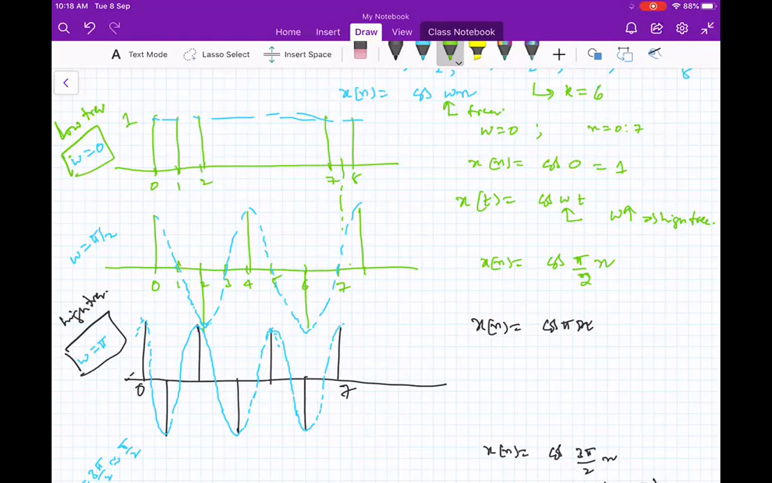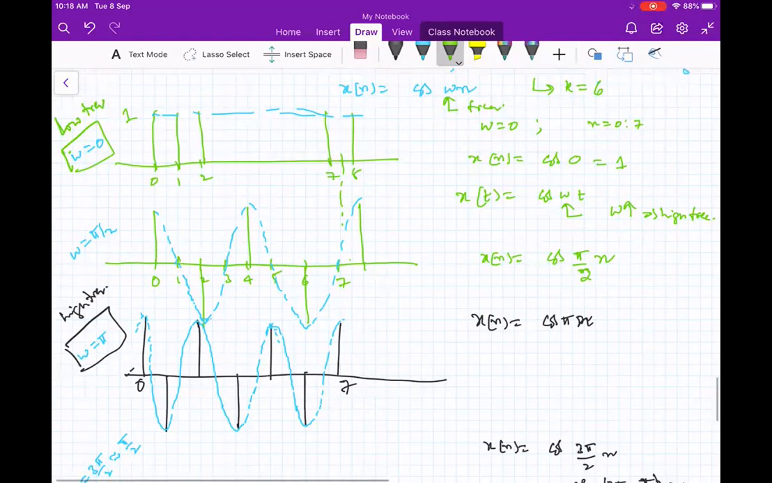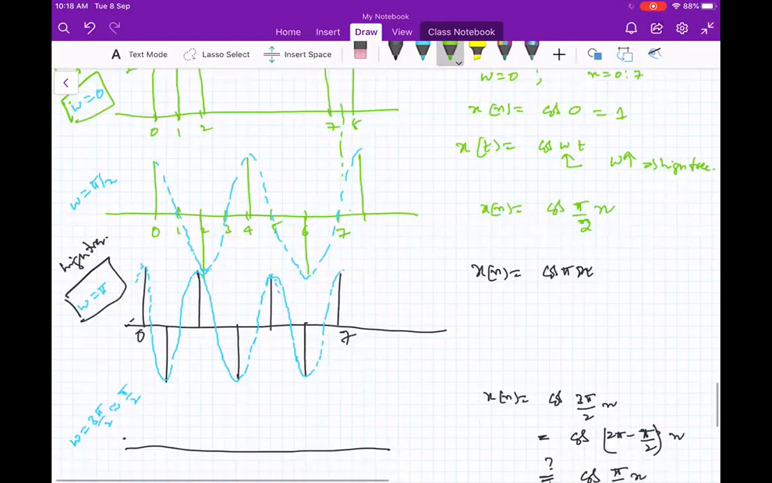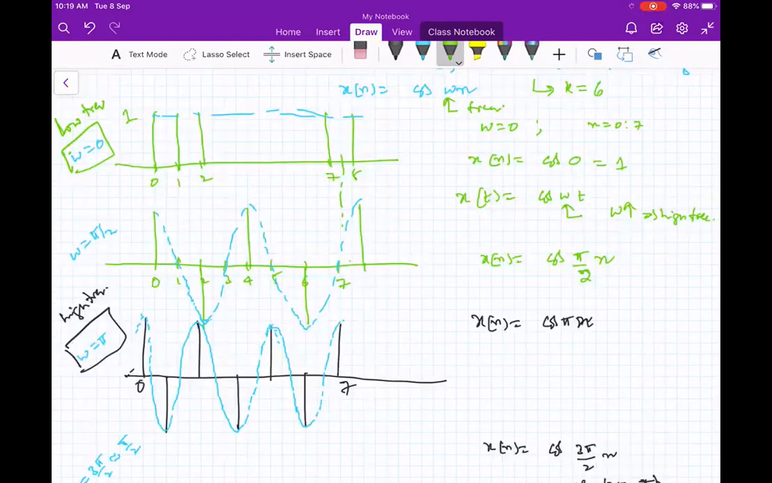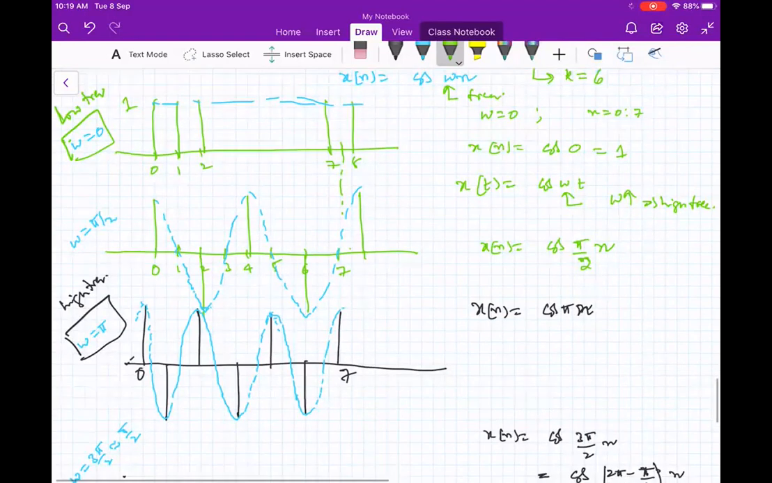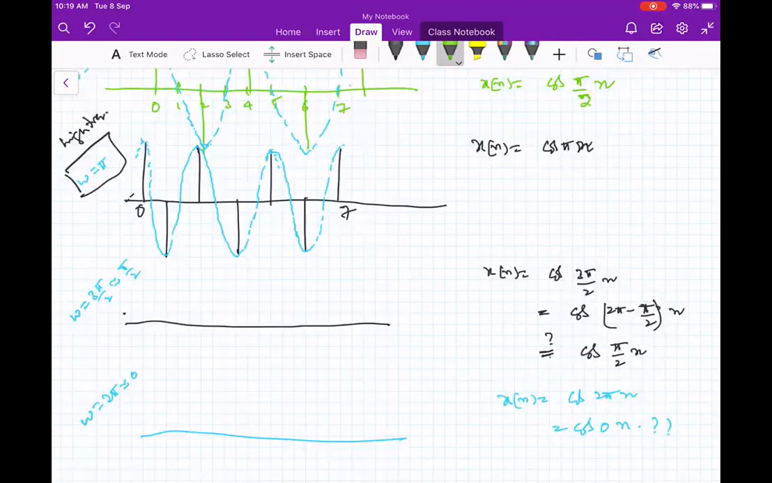For any of the discrete signals, you can see that if I consider cos omega naught n, omega naught equal to pi is high frequency, and omega naught equal to 0 is low frequency. You can observe this with any of the sinusoidal or exponential signals as well, because the exponential signal also follows the same trend, except that it will have real and imaginary components.